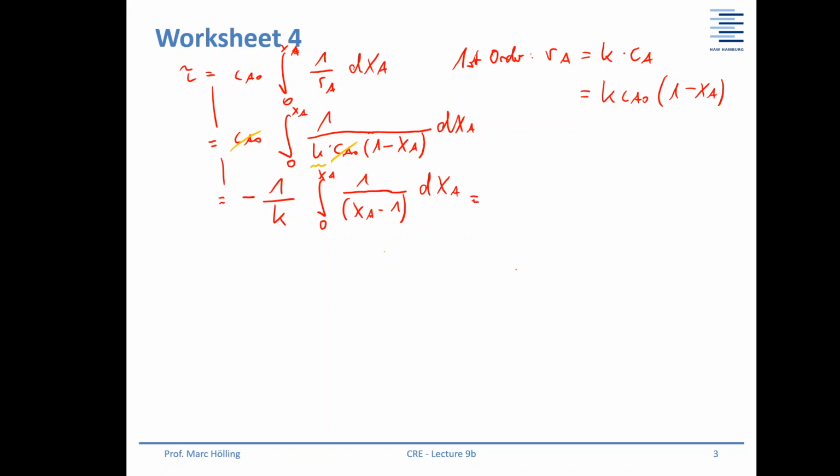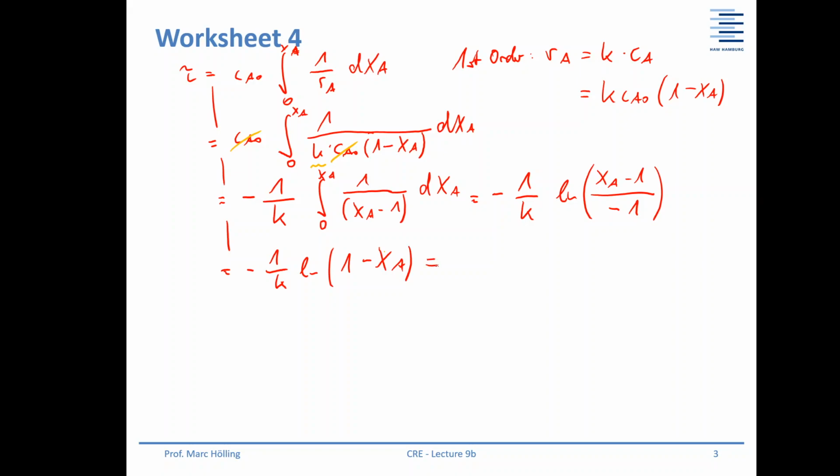Okay, I hope you remember this, or if not, you have to look it up in some integral tables. But this is 1 over k, and then it's ln of (Xa minus 1), and if you insert your start conversion, so this is 0, then you just have minus 1 below it. And this you can basically rewrite as minus 1 over k ln, and then you can rearrange the minus here. So this would then be (1 minus Xa). Then we can just use the values that we know.